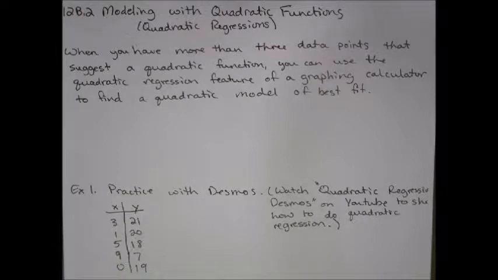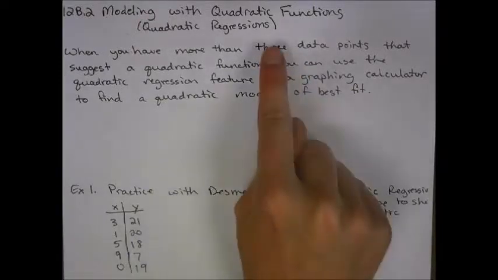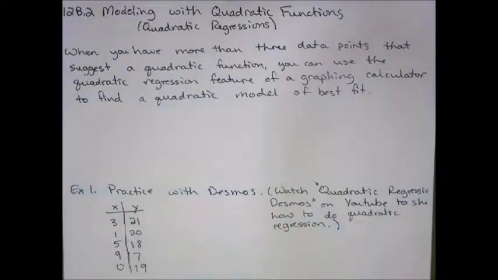12b.2 is continuing to model with quadratic functions. And again, modeling is making an equation given data. So when we have more than 3 data points that suggest a quadratic function, you can use the quadratic regression feature of a graphing calculator to find a quadratic model of best fit. So go ahead and write that down, and then we're going to talk about some of that phrasing and some of those words and what that means.